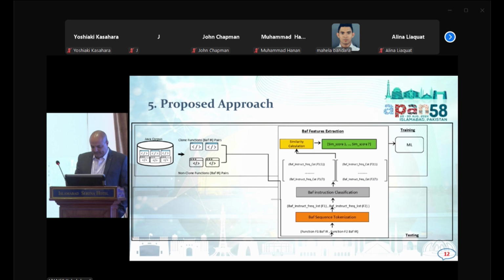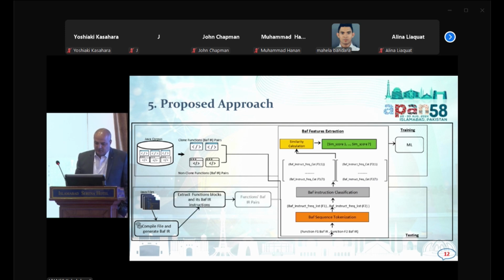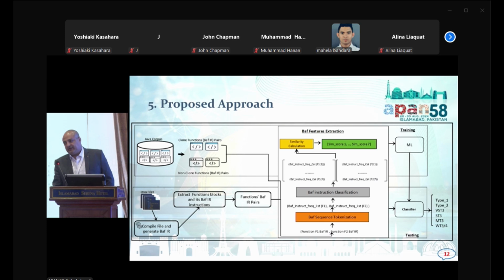In the testing phase, we take the Java file, compile it, and convert it into BAF by using the SOOT framework. Then we extract the functions, and after that we build the intermediate representation pairs and feed them into the BAF feature extraction. After that, the generated similarity vectors are fed into the classifier that we trained in the training phase in order to determine the types of clones that are located in this file.